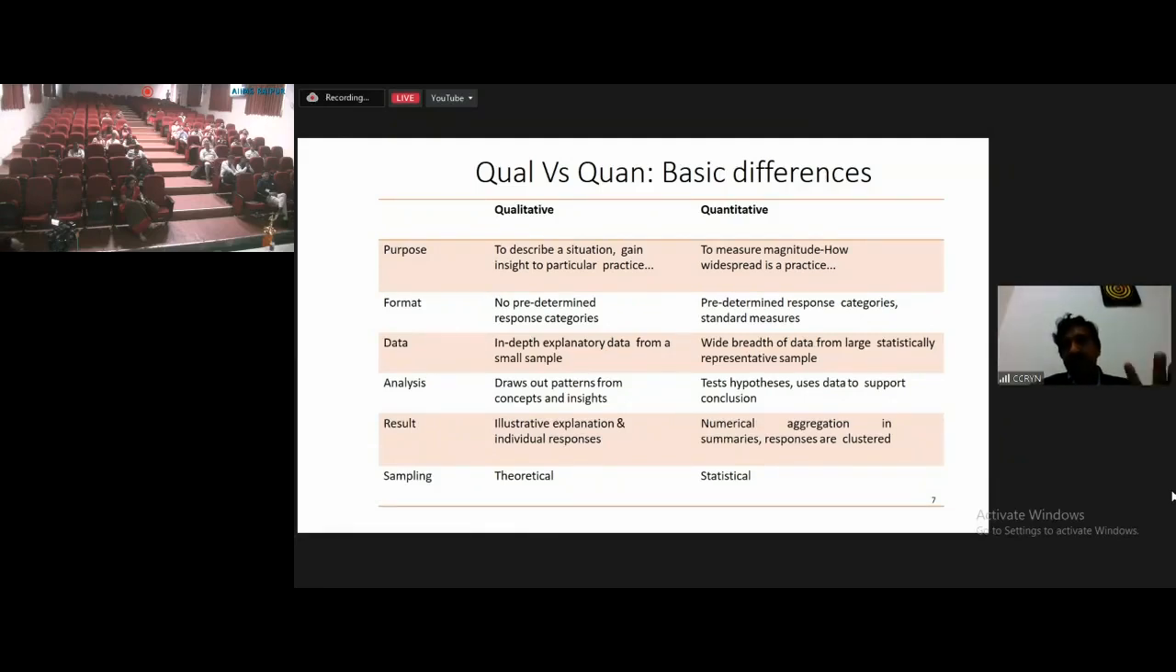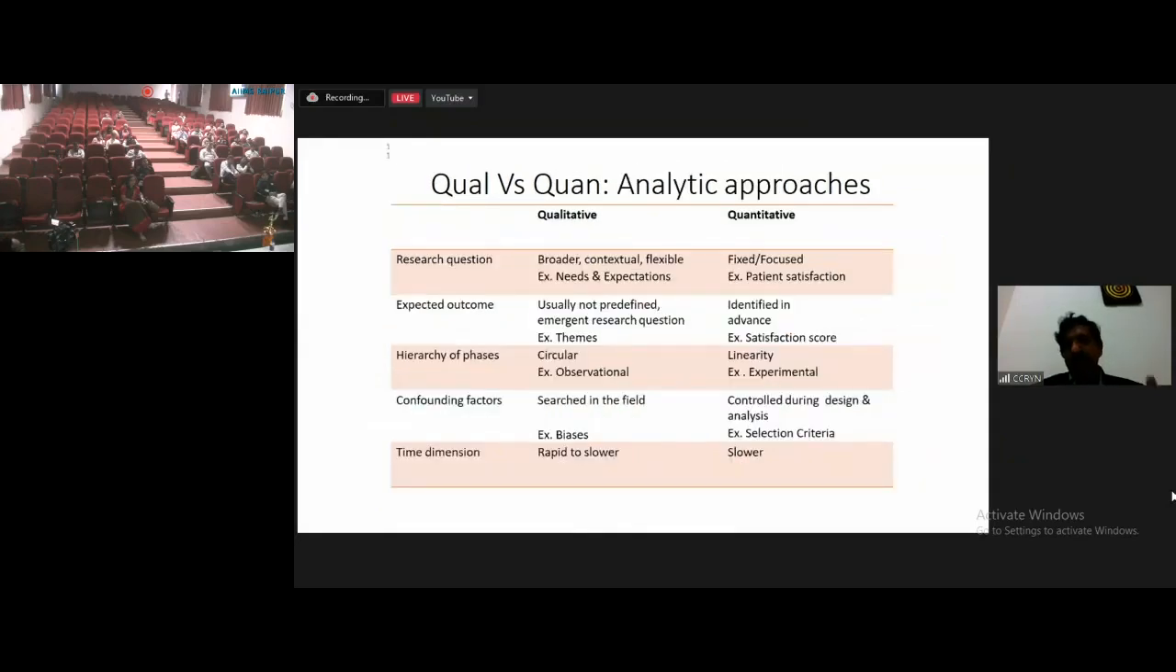So explanation and individual responses are more there, more theoretical compared to the statistical you see in quantitative. If you look at the research question, it is more broad, contextual, and flexible. Example: needs and expectations. Whereas in quantitative, it's patient satisfaction. You give a satisfaction questionnaire, where the patient rates from 1 to 10 how satisfied they are with the care given by the hospital, the nurses, the staff, the hospital environment, and so on, in about 10 to 12 questions. And it gives you a number basically. Out of 80, you got 40, 50, etc. So these expectations are different things.